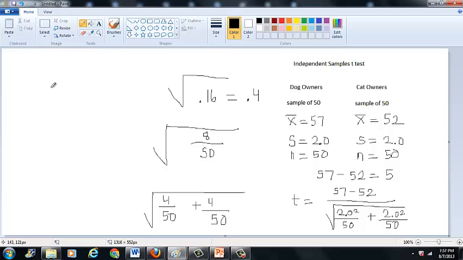So our t-score is 57 minus 52 over 0.4. What does this come out to? 5 over 0.4.